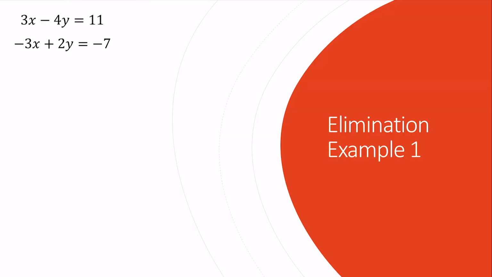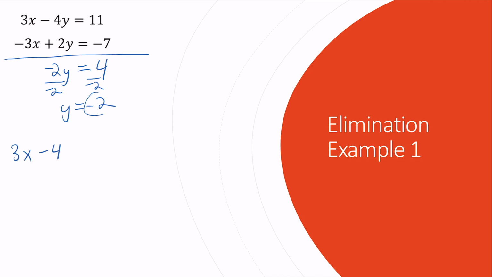So for this first example, I have 3x minus 4y equals 11 and negative 3x plus 2y equals negative 7. This is the example from the previous slide. So when I added those together, because my x's cancel out, I found that negative 2y is 4. I divide both sides by negative 2 and found that y is negative 2. Now I can plug this back into either equation. I'm going to choose the top one.